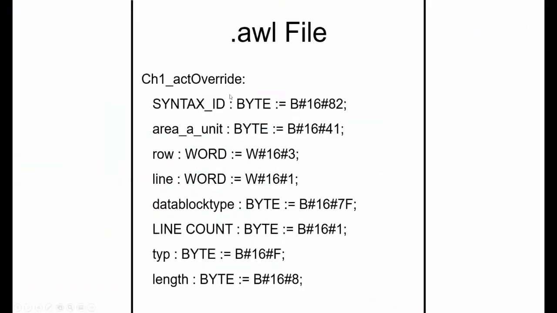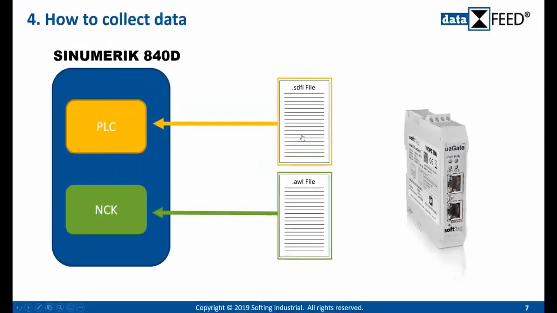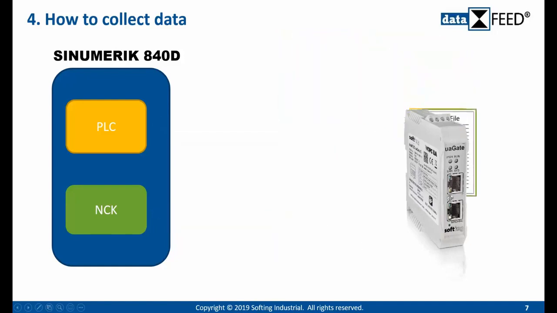If we take a closer look at the AWL file, we will see that the syntax is much different and a bit complicated, but they have tools that manage that for you. For example, channel 1 has an actual override, and the syntax has an area and a unit, a row, a line, data block type, and so on, just so that you have an impression of what it looks like. So we need both files to address both parts, and once we have created the files, we just have to import them into the UA gate, and that's it.